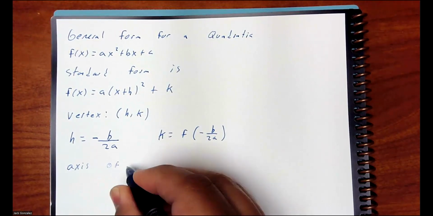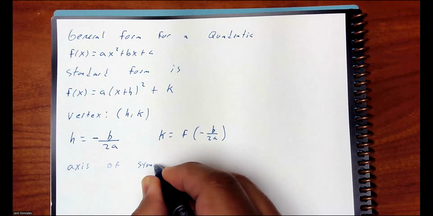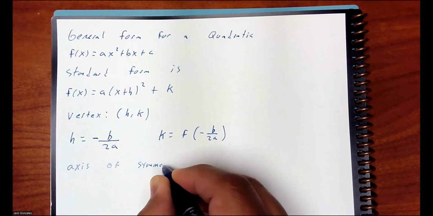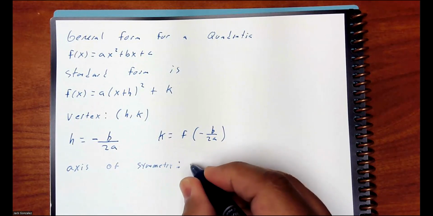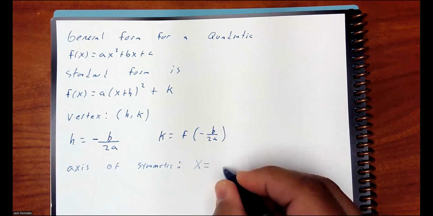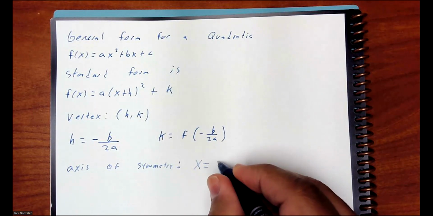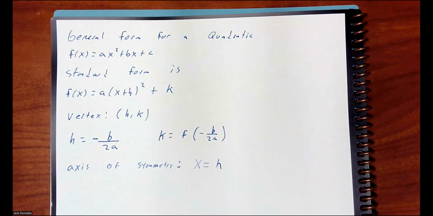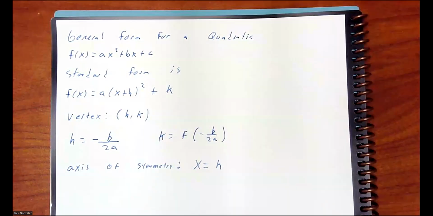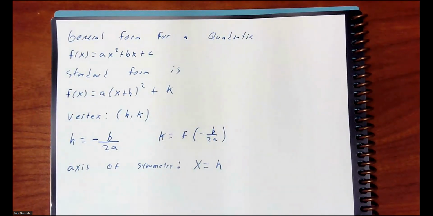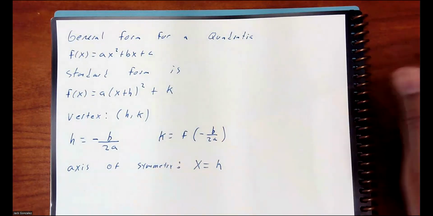Axis of symmetry. They asked for this. We mean basically it would be x equal to h. So the answer would be an equation, x equals, not the number h, just x equals h. It's a vertical line. So whatever you have for the vertex h here, that's your answer for the axis. It's just a straight line that goes straight through the middle of the parabola. That's all it is.